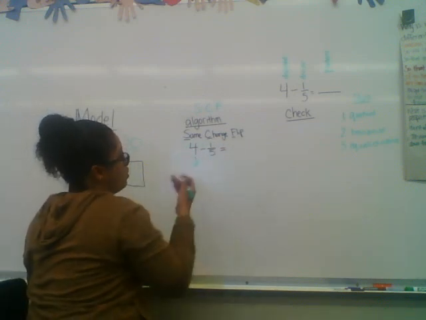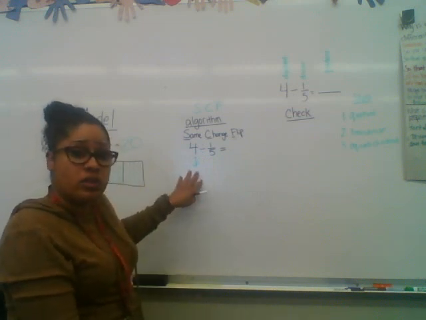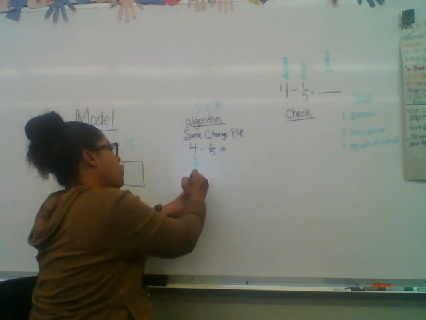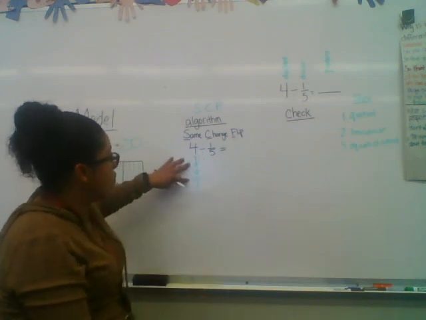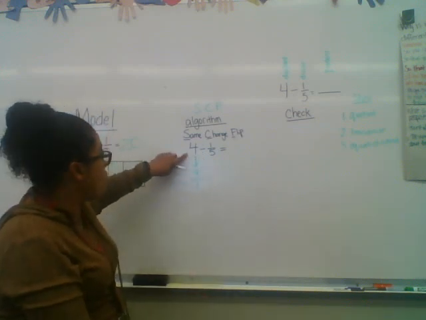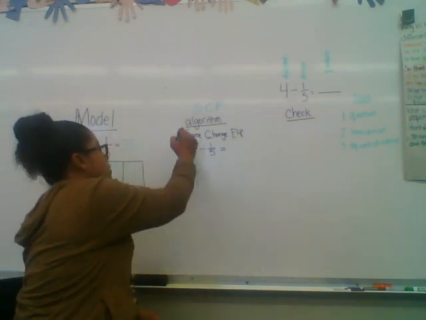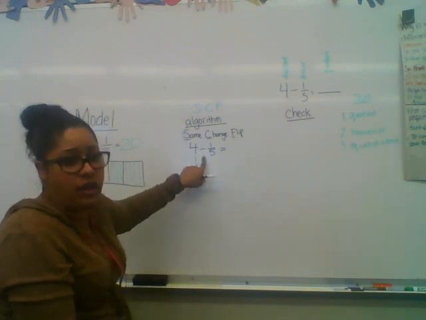So the number 4 is going to ultimately stay the same. The only thing is we want to turn this whole number into a fraction. So we're going to make it 4 over 1. But the value is staying the same. 4 is the same thing as 4 over 1. So that is same.